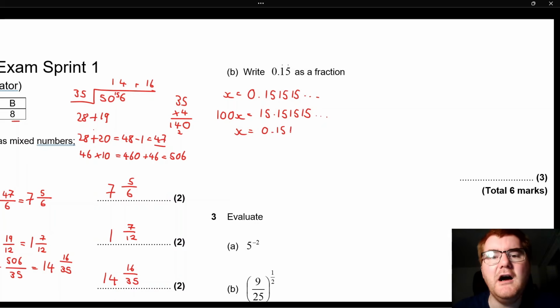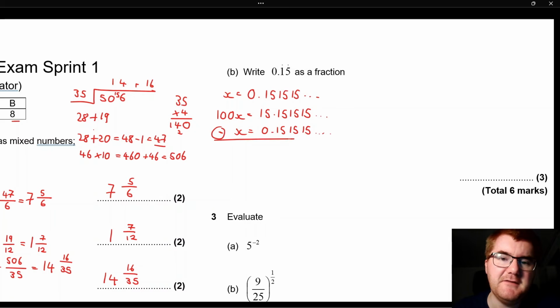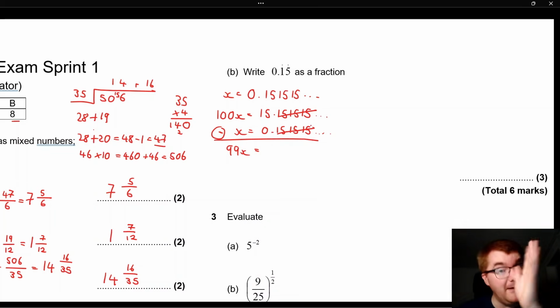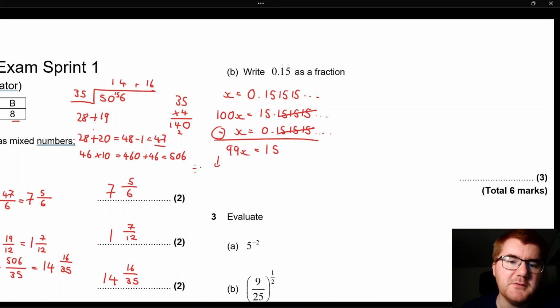Again, always the target here, what we're trying to aim for is to get all the recurring to disappear, and we actually managed to achieve that. So if we minus one from the other, we get 99x here. Notice all the recurrings disappear. Bye-bye. I'm not going to see you again. And that gives us 15 minus 0, which is 15. And then we can divide through, just like I did in the previous question, by 99 on both sides. That then gives us x is equal to 15 over 99.